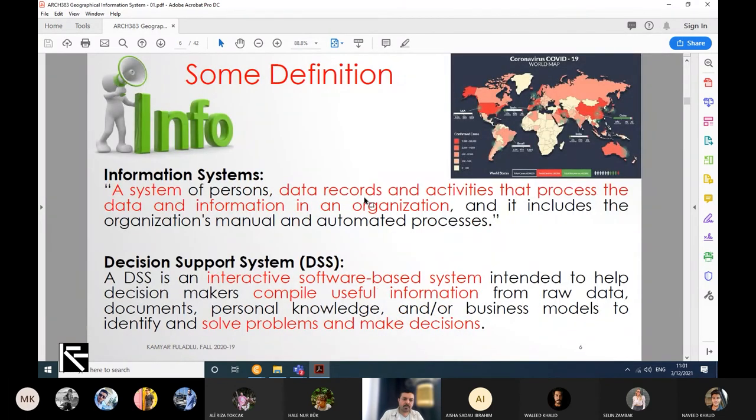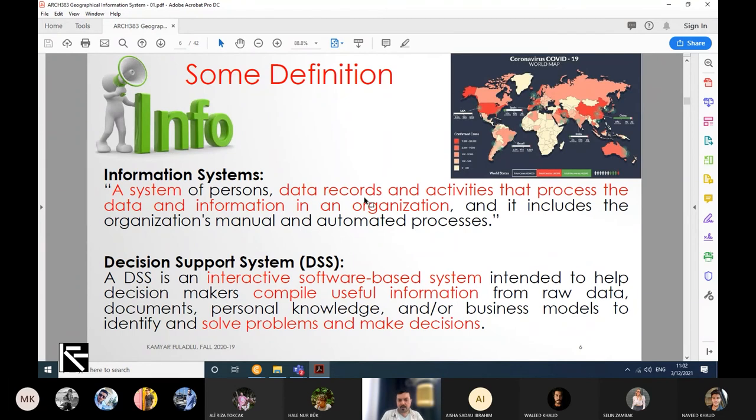But what is the information system? Actually, to know what the information system is, we need to know what is the system, first of all. Imagine our course, our lecture, we are together, or our body. This is a system.